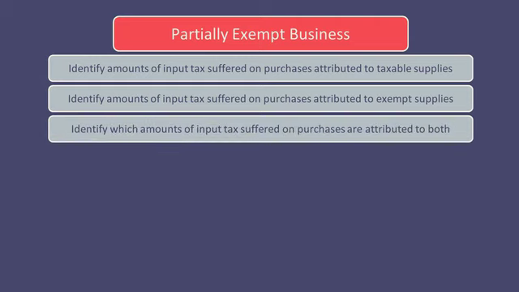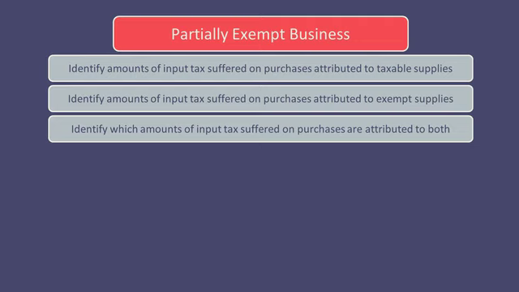Then we identify which amounts of input tax suffered on purchases are attributed to both taxable and exempt supplies, known as the residue. This could be, for example, stationery costs, heat and lighting, or rent, which is used by all parts of the business regardless of its VAT nature.